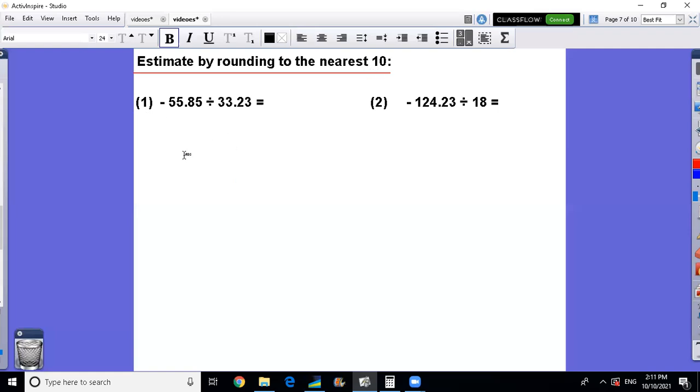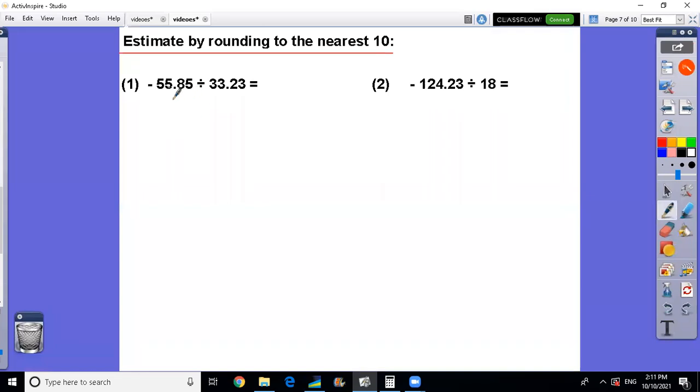Oh my God, Mr. Ahmed, you really want me to find -55.85 divided by 33.23? No way, Mr. Ahmed, I have to use the calculator. Come on, I'm saying estimate, round to the nearest 10.